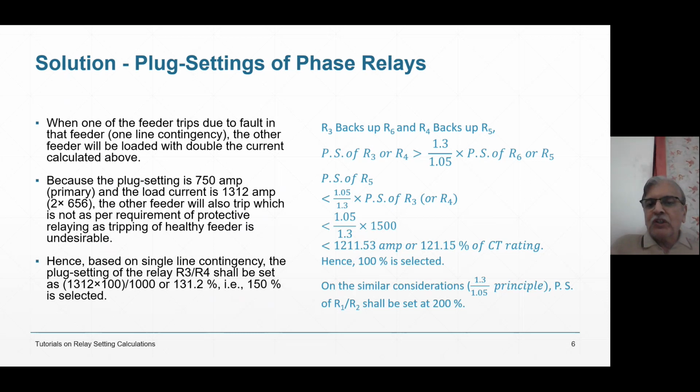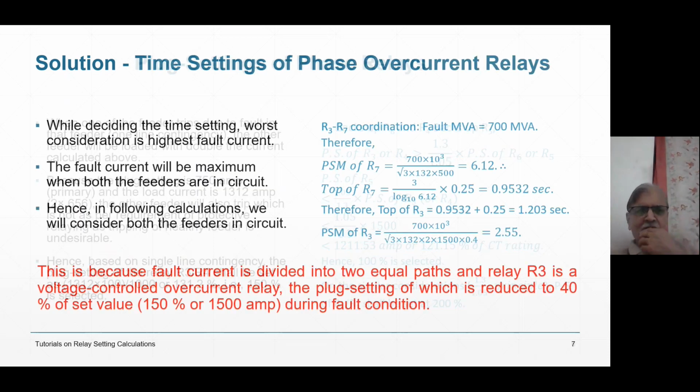So 1.05 by 1.3 times PS of R3, which is 150% of 1000, that is 1500, gives me 1211.53 or 121.15%. It should be less than that. Therefore, R5 or R6 are set at 100%. And on similar lines, plug setting of R1, R2 should be higher than 1.3 divided by 1.05 of R3, R4. That takes me to 200%. So I have found out the plug setting of all relays R1 to R7.